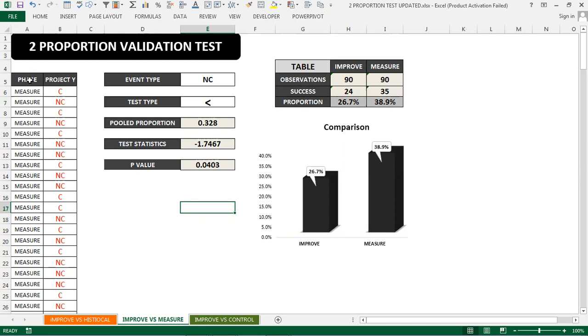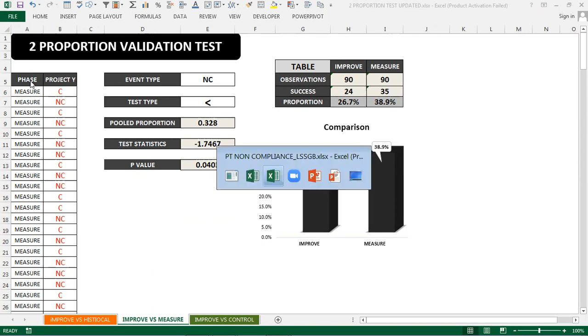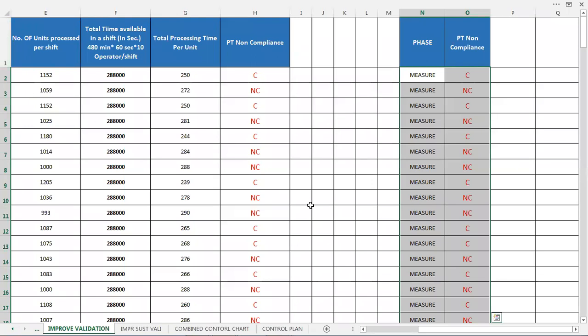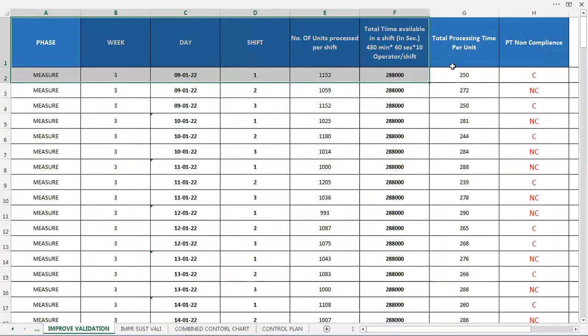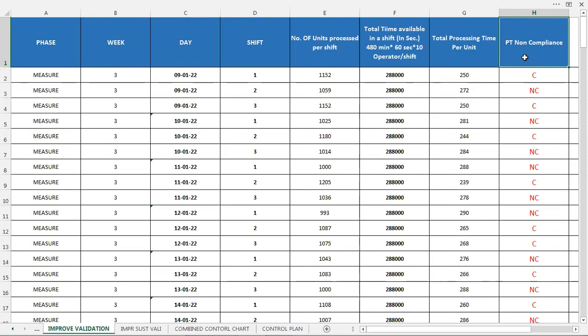A simple thing, all you need to do is club both the data together: the measure phase data, without the data for causes, up till the column of PT non-compliance. Let me go back again. Just take the measure phase data of these 8 columns. Here it is 8 columns. In other cases, perhaps it is not going to be 8 columns. It will be phase, week, day, shift, and directly a final project Y, right?